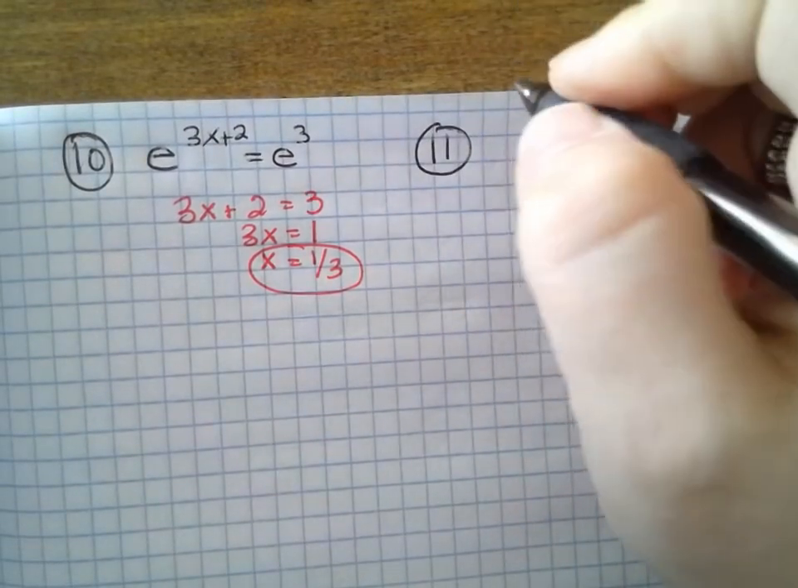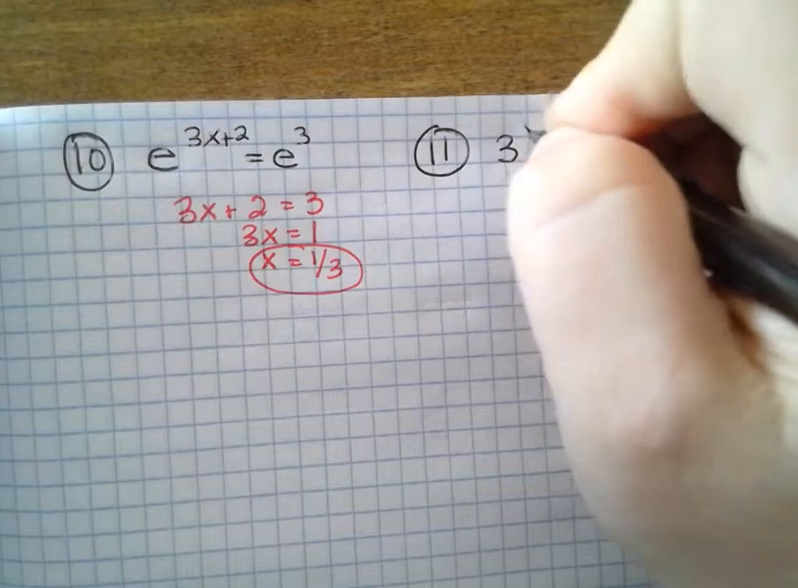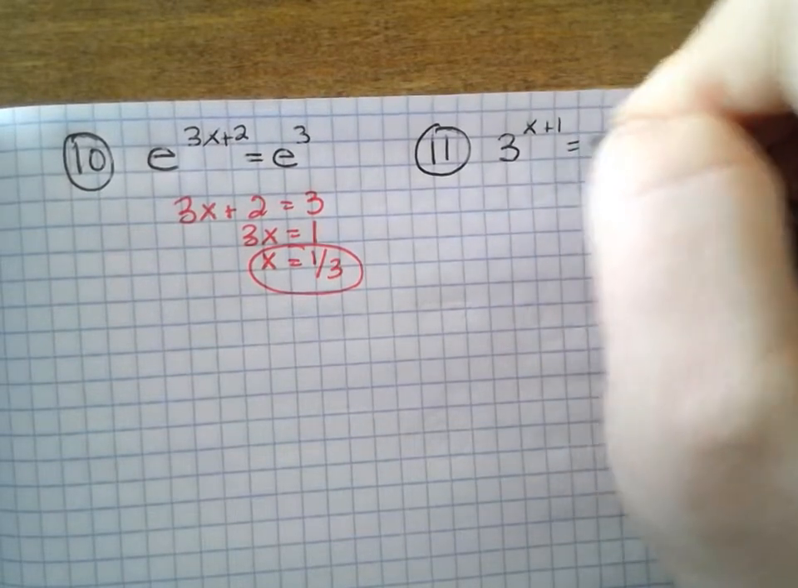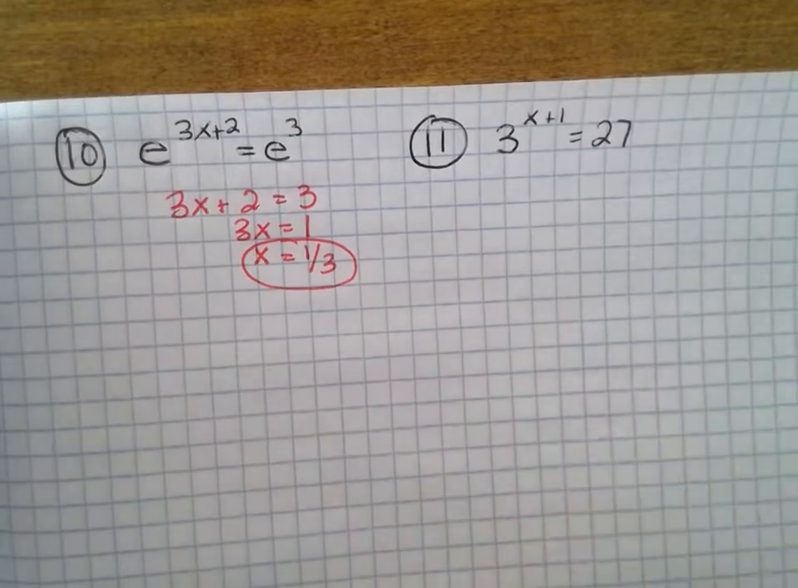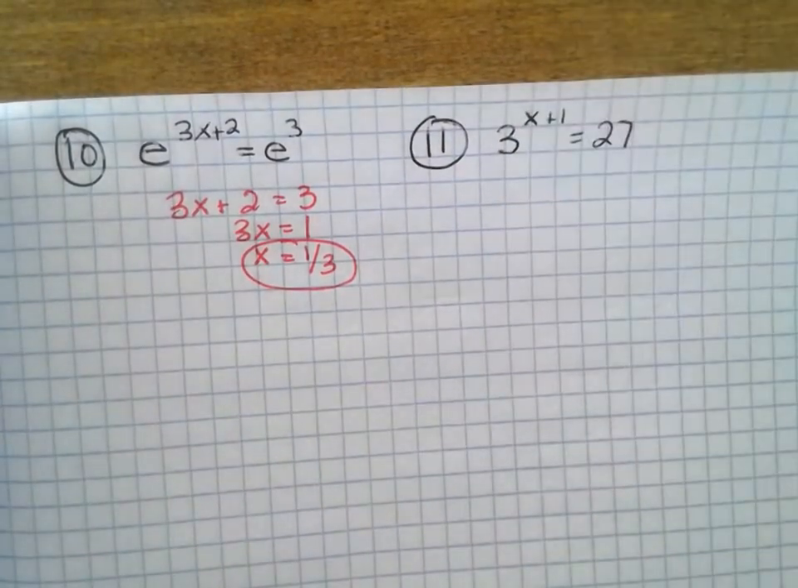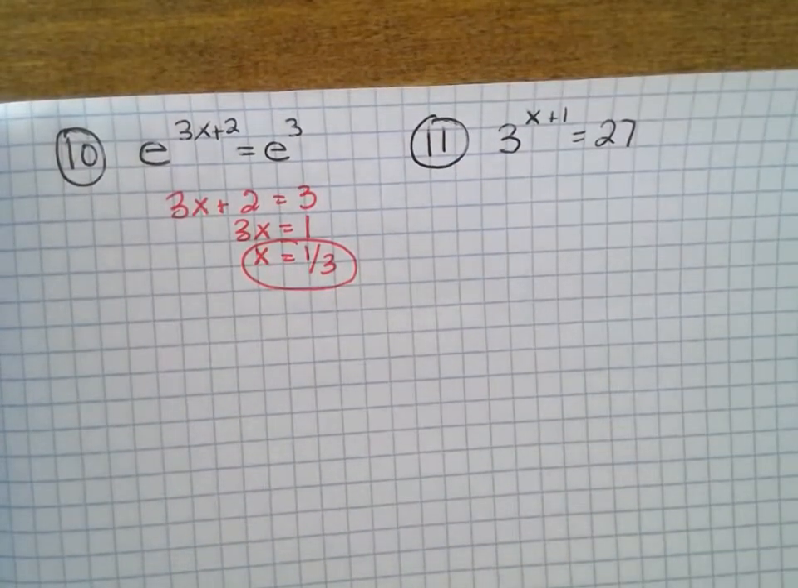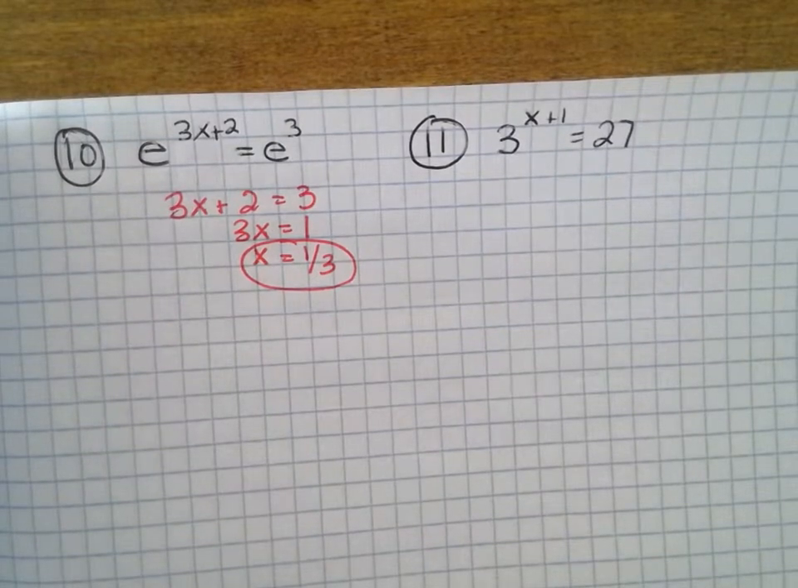This will be fun. 3x plus 1 is equal to 27. We are not going to talk about the speed of light or relativity in pre-calculus.